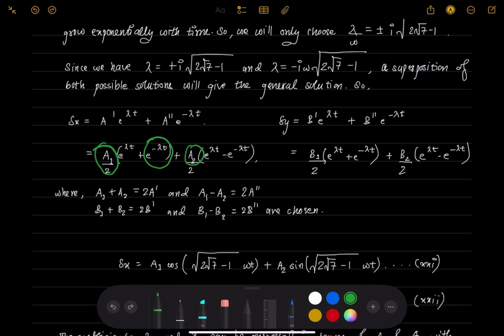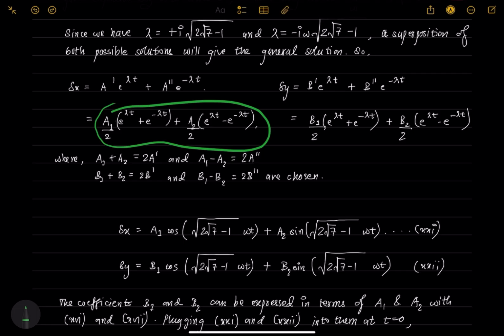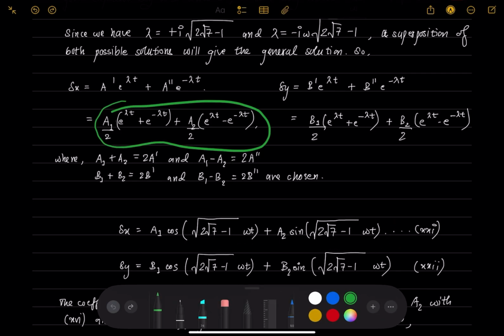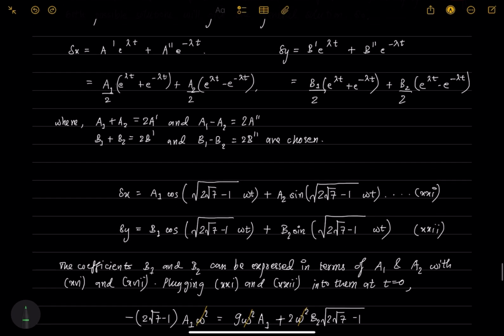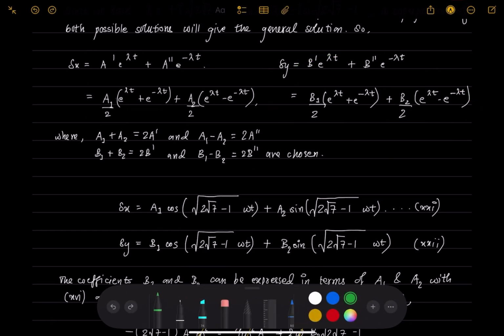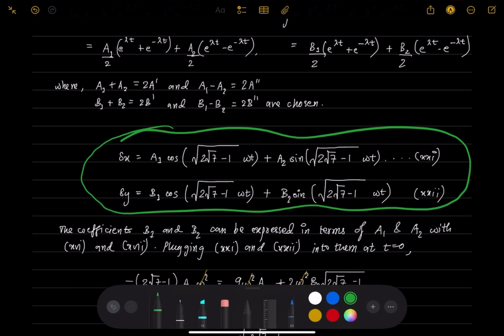So we choose a1 and a2 deliberately so that we can write this delta x solution in terms of this, and that will finally give us this, right? Because e to the lambda t plus e to the negative lambda t is a cosine, and e to the lambda t minus e to the negative lambda t is a sine, because lambda is imaginary. We do the same thing for delta y, and I'm not spending too much time on that because it's the same process. And we successfully obtain the oscillatory mode solutions for delta x and delta y.